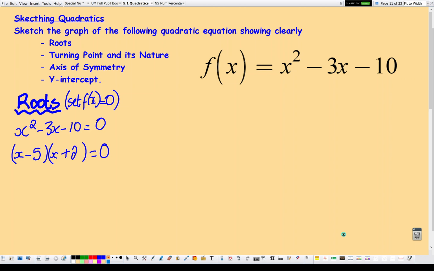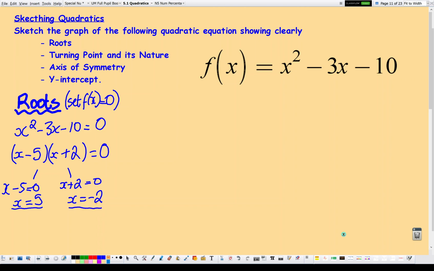Minus 5 and positive 2 multiply to give minus 10, and add to give minus 3. So it's x minus 5 and x plus 2. That's what that factorises to. Each one of these is then going to come down and we'll get our roots. So x minus 5 equals 0, so x equals 5. x plus 2 equals 0, so x equals minus 2. Okay, so that would be our two roots there.